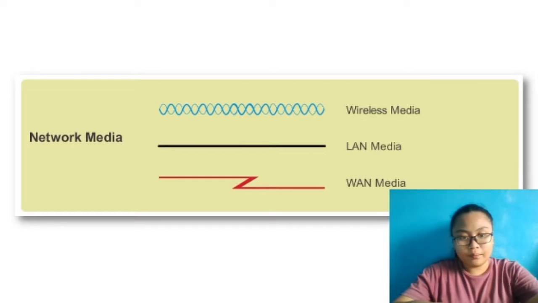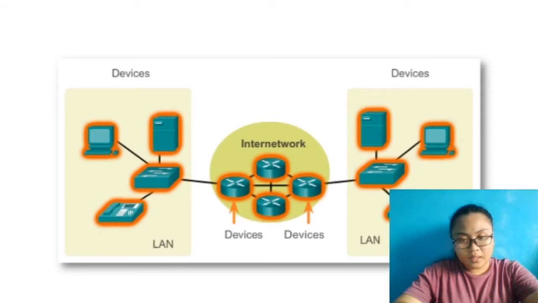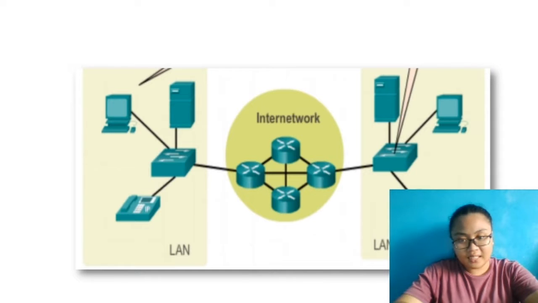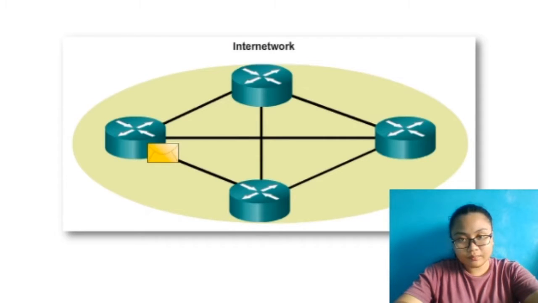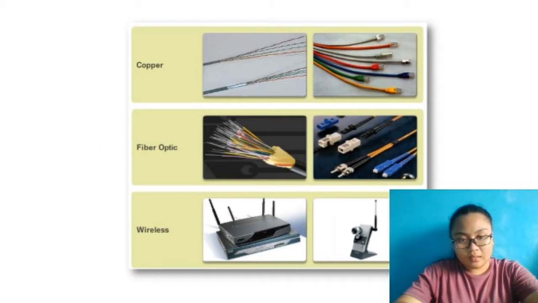Network media. The examples are wireless media, LAN media, and WAN media. This is the example of end devices. The example of intermediary devices. And the example of network media: the copper, fiber optic, wireless.